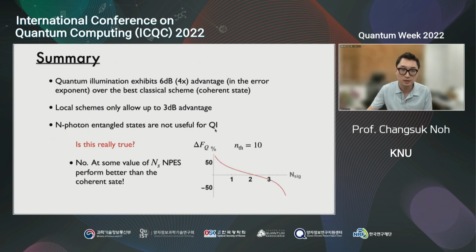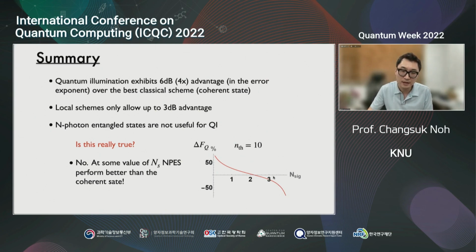But I'd like to add one thing. Is this really true? This is what we asked when we were finishing up the project. And we realized that no, it's not, because at some values of NS, the photon-number entangled states can perform better than coherent states. That's one result I'm showing here. We are working on this now.